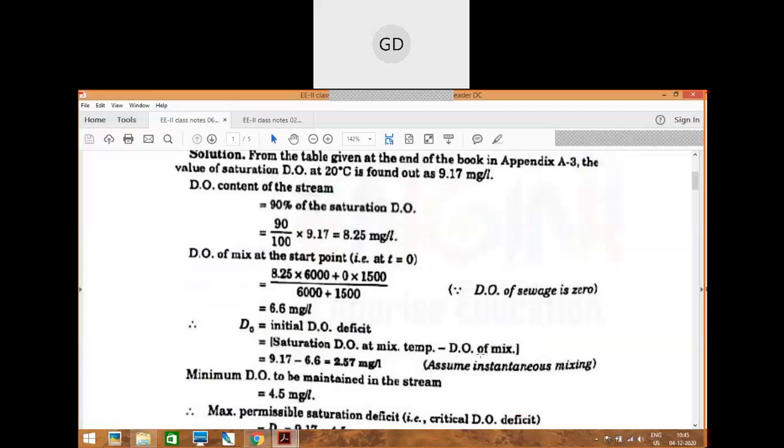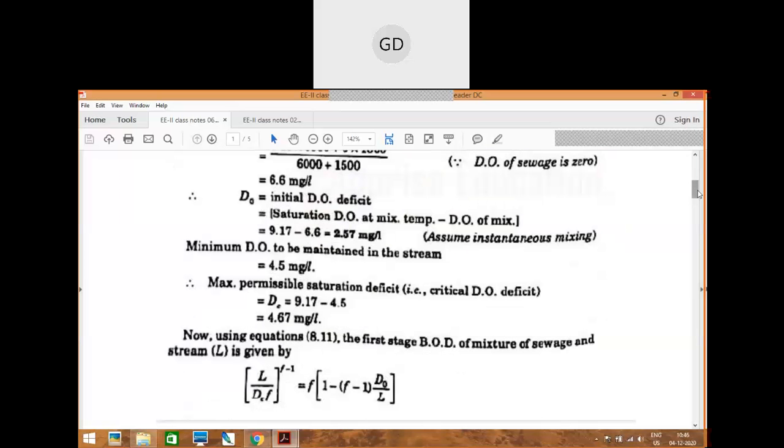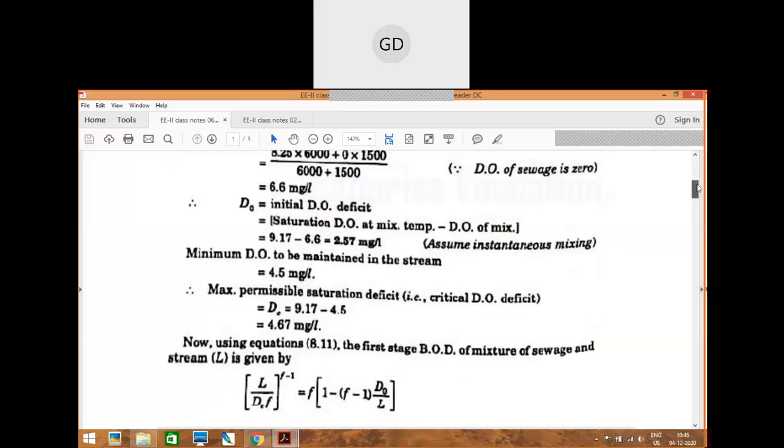Just now I have shown you the curve, and there we got the oxygen deficit formula. So this is the formula and they have inputted the values: saturation DO is 9.17 and the DO of the mixture, just now we got it to be 6.6. After calculating, they got it to be 2.57 milligram per liter.